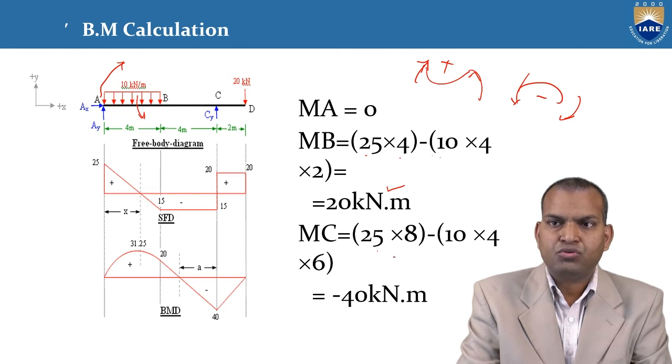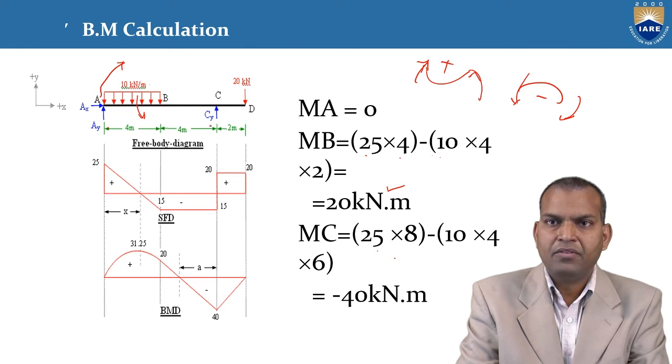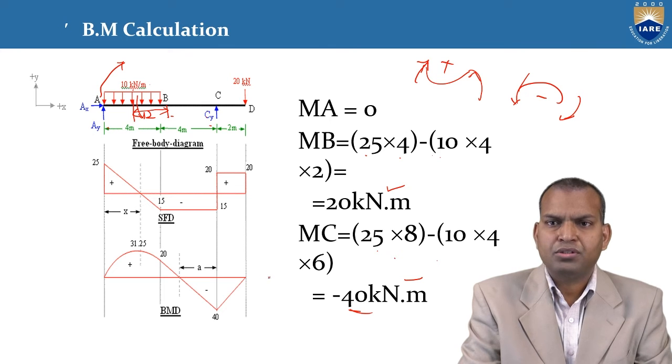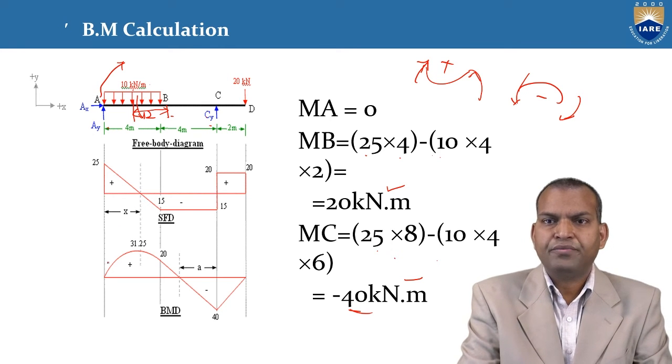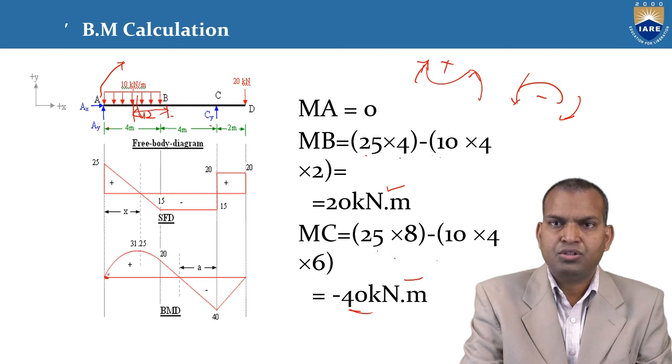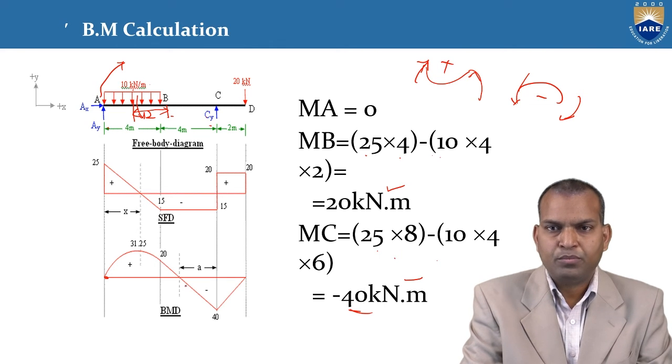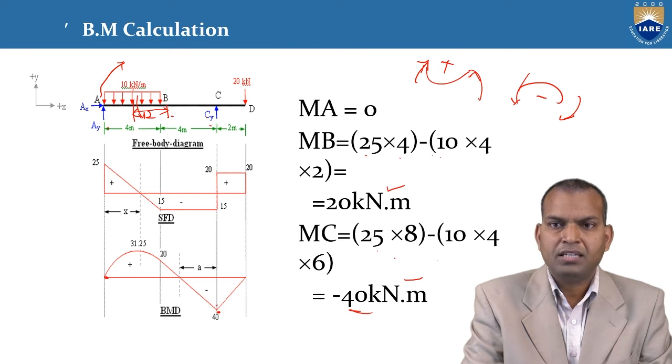And at C, it is AY into 8 meters, 25 into 8, minus 10 into 4, with the distance 2 plus 4, 6, that is 10 into 4 into 6, giving minus 40 kilonewton meters. And again at point D, it is 0. Now if we draw the diagram, at A it is 0, and from A to B, the uniformly distributed load follows a second order curve, that is a parabolic law, up to point C. At point C it is minus 40, remains minus 40, and at D it is 0.